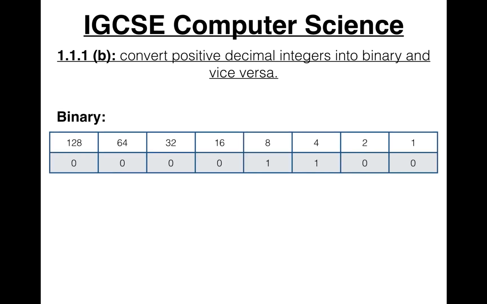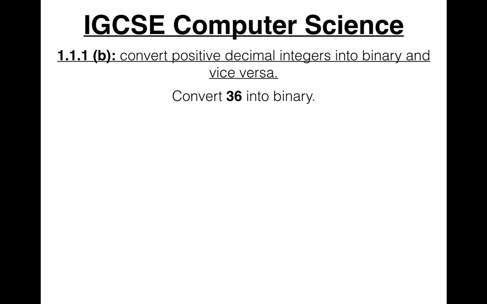For binary, let's take this number here, for example. We have 1 under 8 and 1 under 4. So it would be 8 times 1 plus 4 times 1, which would give you 8 plus 4, which would give you 12. So that binary number would be 12 in decimal. Let's try converting 36 into binary.